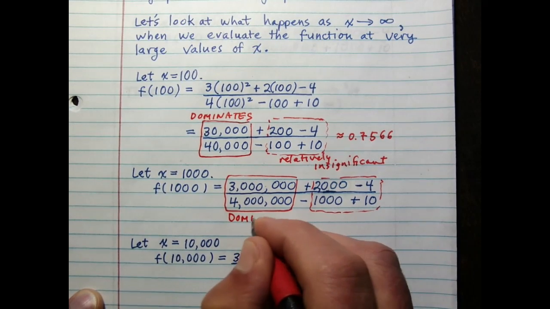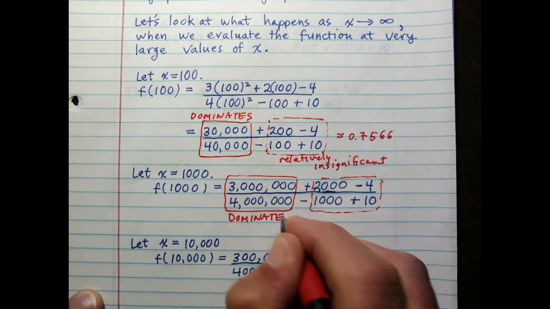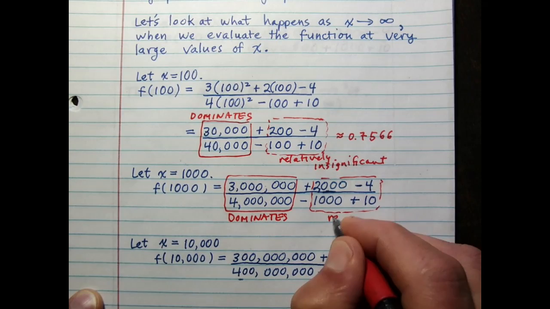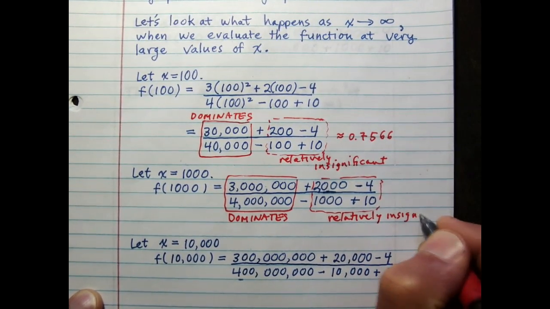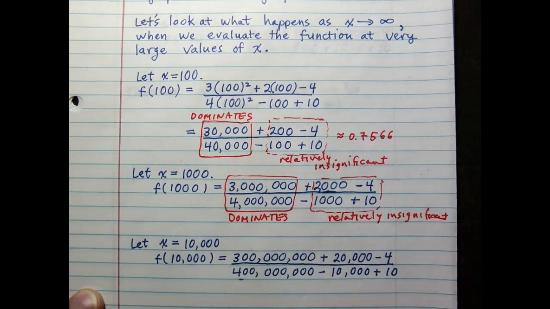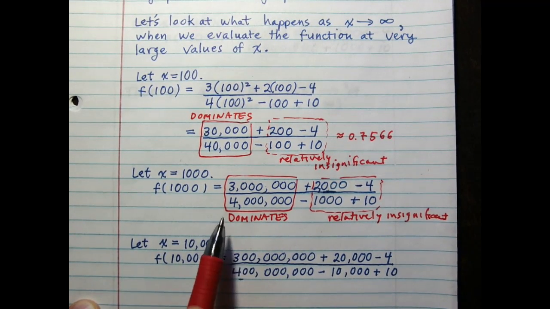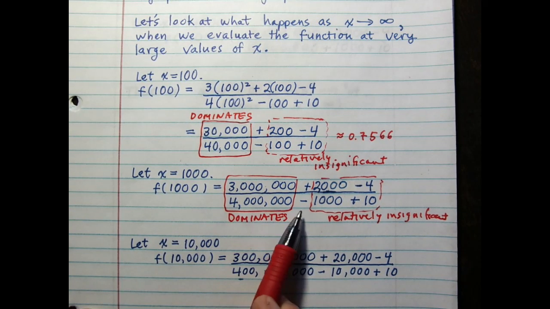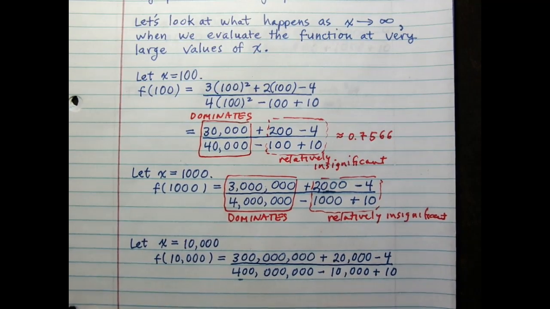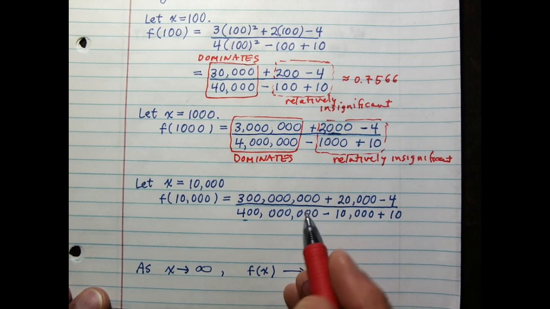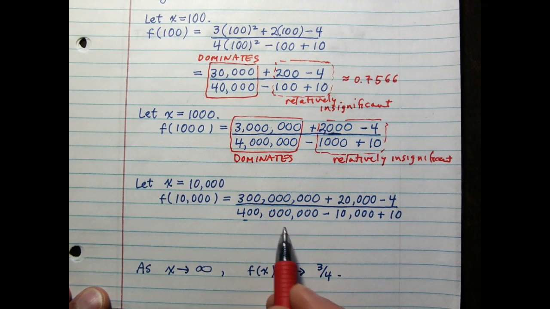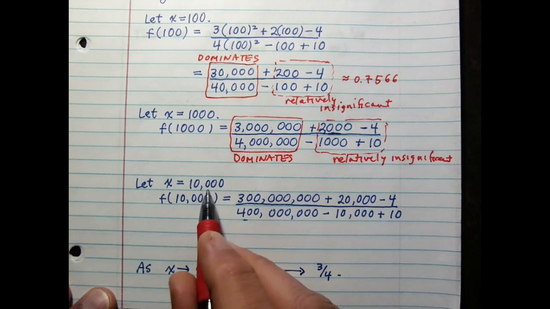And I'll say the terms that follow are relatively insignificant. So plugging in actual numbers and leaving the terms separate here helps us see the domination by these leading terms, these terms of highest degree, highest power of x. And as x gets larger, the one observation to make is they dominate more and more.